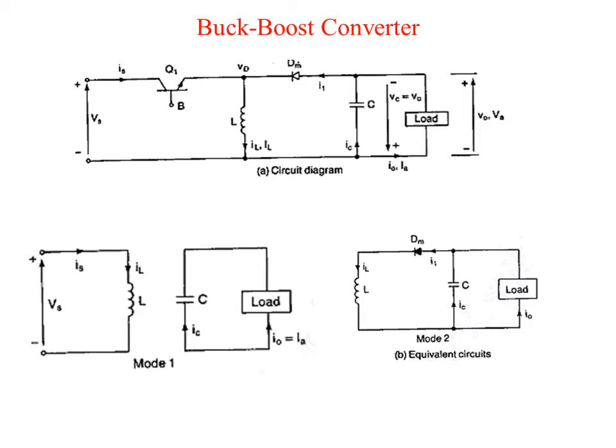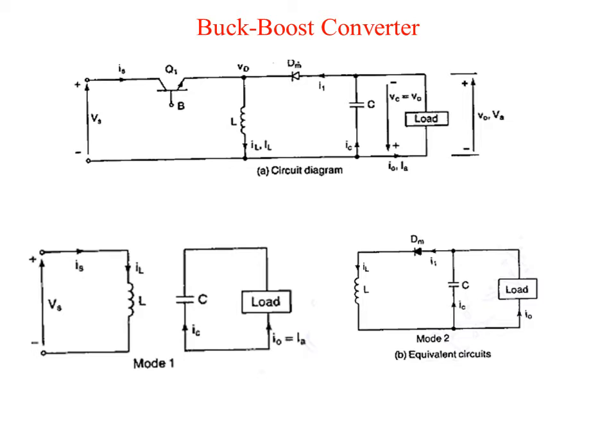The circuit arrangement of buck-boost regulator is shown in figure A. The circuit operation can be divided into two modes. During mode 1, the transistor Q1 is turned on and diode DM is reverse biased. The input current which rises flows through inductor L and transistor Q1.